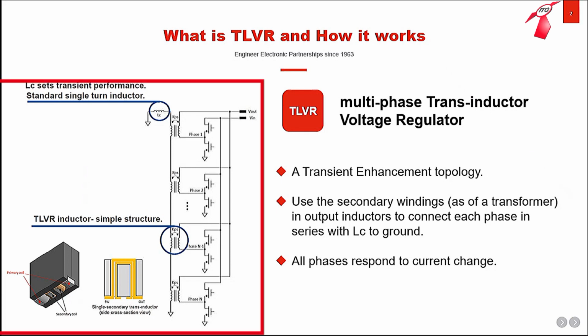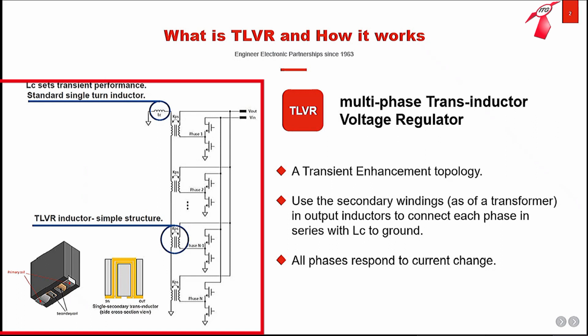Here as the picture shows on the left, TLVR has two coils, a primary coil and secondary coil. The concept is that secondary windings are connected in series with a compensation inductor LC, which is used to set the effective coupling between all phases to transform the energy from the secondary back to the primary windings. This will improve the ultra-fast transient response due to reducing the effective output inductance of the power train.